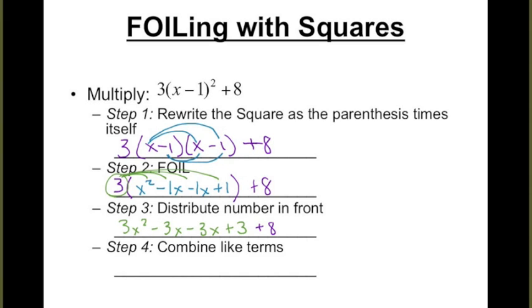And then lastly, we're going to combine up any like terms. So the 3x squared is the only thing that's an x squared. But then for x's, I have a couple of things to put together and make minus 6x. And for my constants, I have a couple of things to put together and make plus 11.